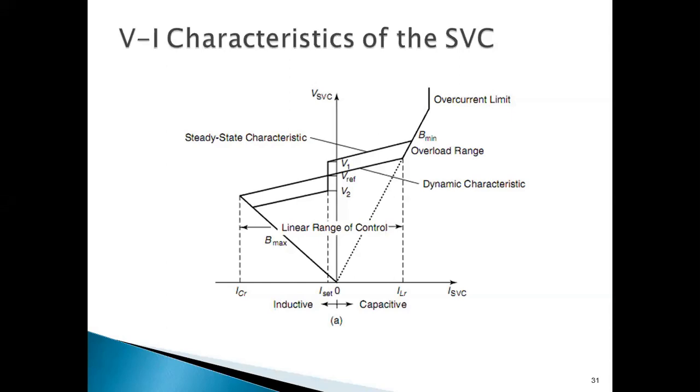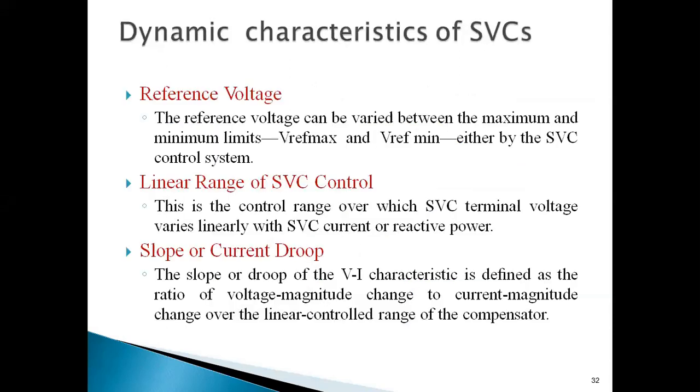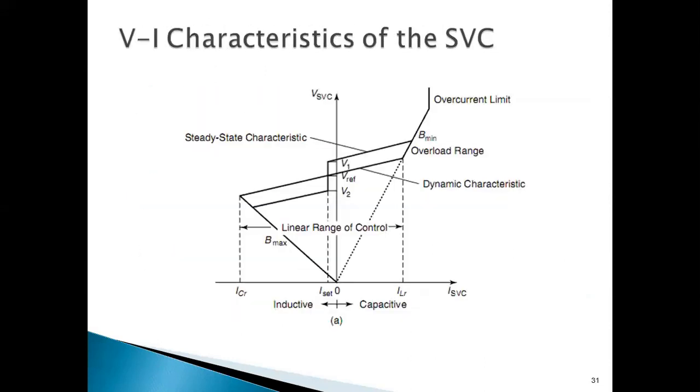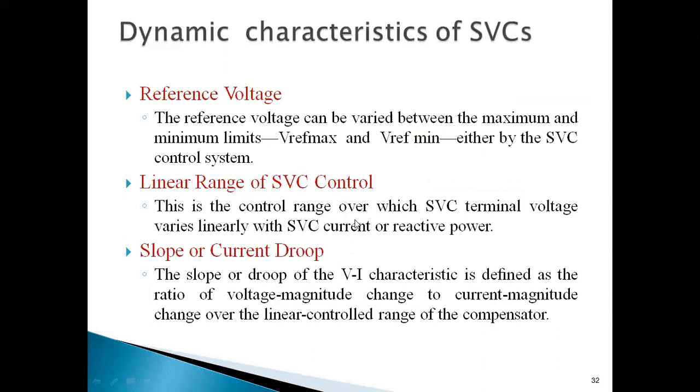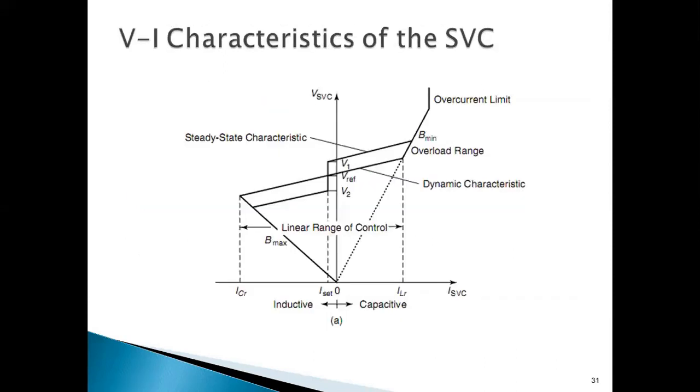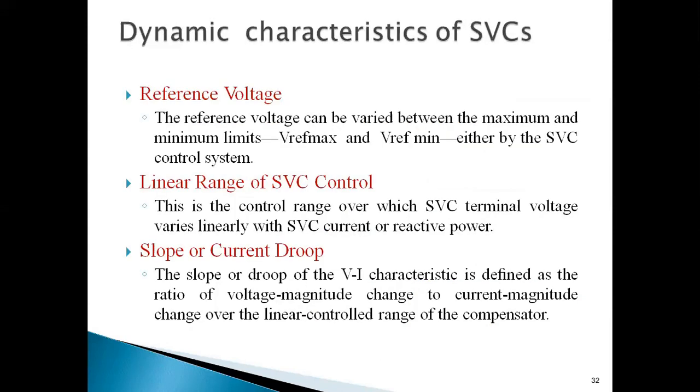Now in this linear range of the control, what happens? This terminal voltage will vary linearly with the SVC current or reactive power. And see this slope. This is a very important point to be noted here. The presence of the slope has several advantages that we will discuss now. What is the slope? It is the ratio of the voltage magnitude change divided by the current magnitude change. That is defined as the gain.